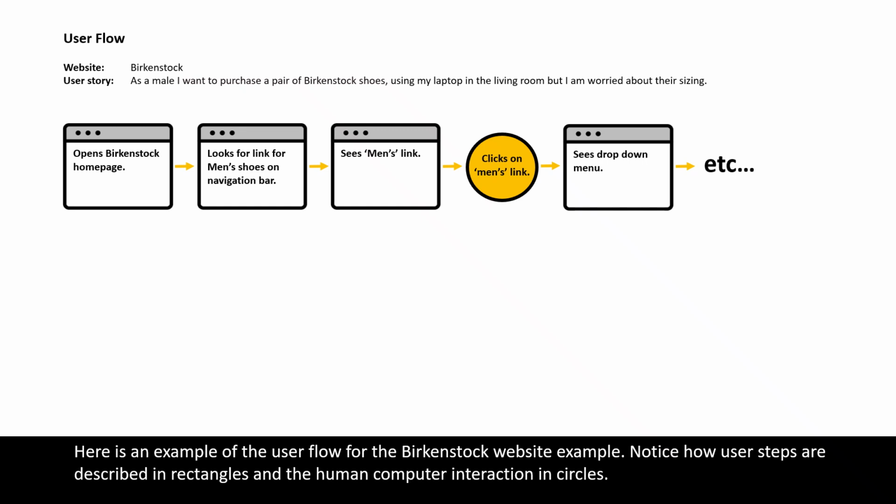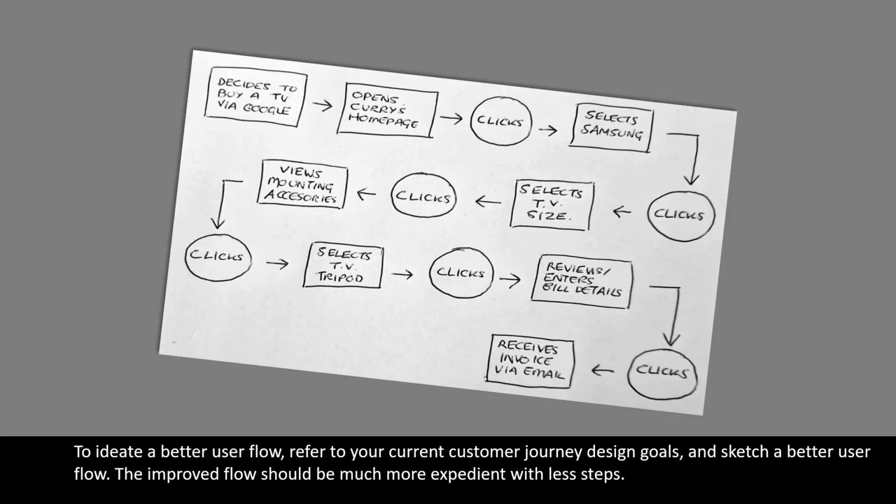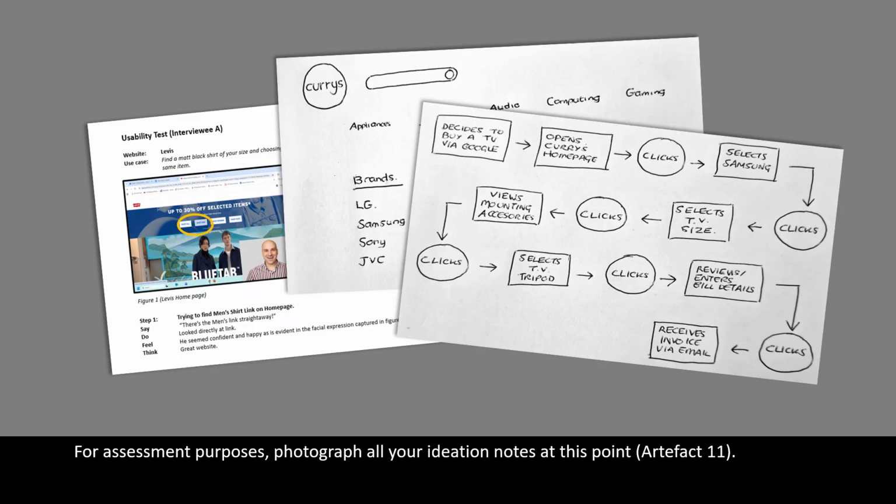Here is an example of the user flow for the Birkenstock website example, and notice how user steps are described in rectangles and the human-computer interaction, in other words, things like they click on a link, etc., are described in circles. To ideate a better user flow, refer to your current customer journey, design goals, and sketch a better user flow. The improved flow should be much more expedient, possibly with less steps. For assessment purposes, photograph all your ideation notes at this point, and this will be known as Artifact 11.